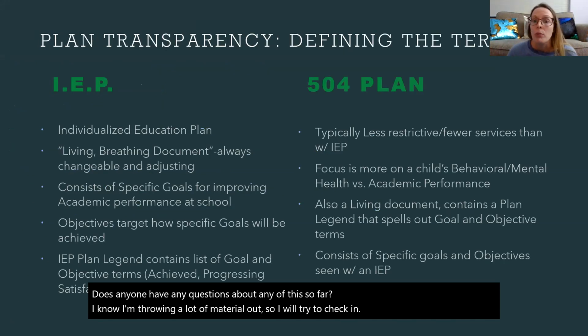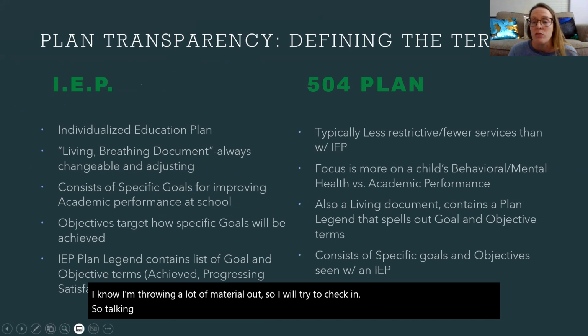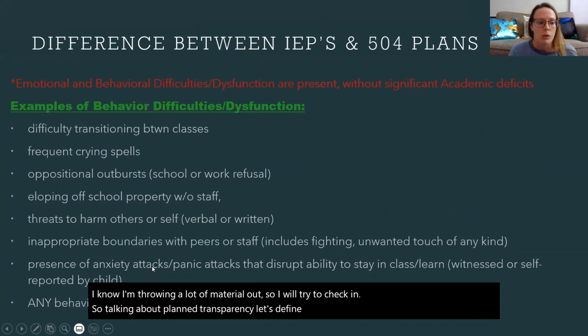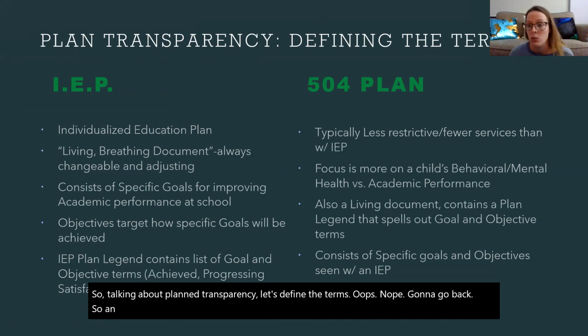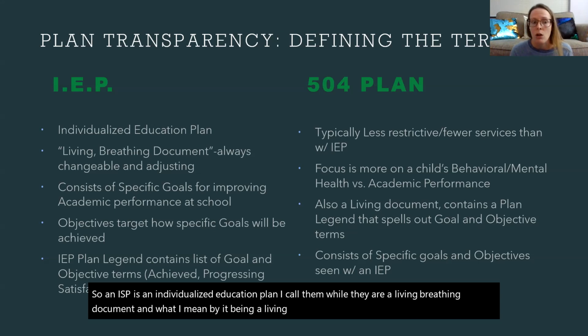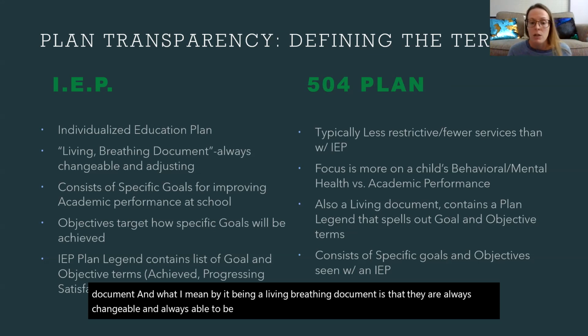So talking about plan transparency, let's define the terms. So an IEP is an individualized education plan. I call them, well, they are a living, breathing document. And what I mean by it being a living, breathing document is that they are always changeable and always able to be adjusted. There is an annual 1-year review period.